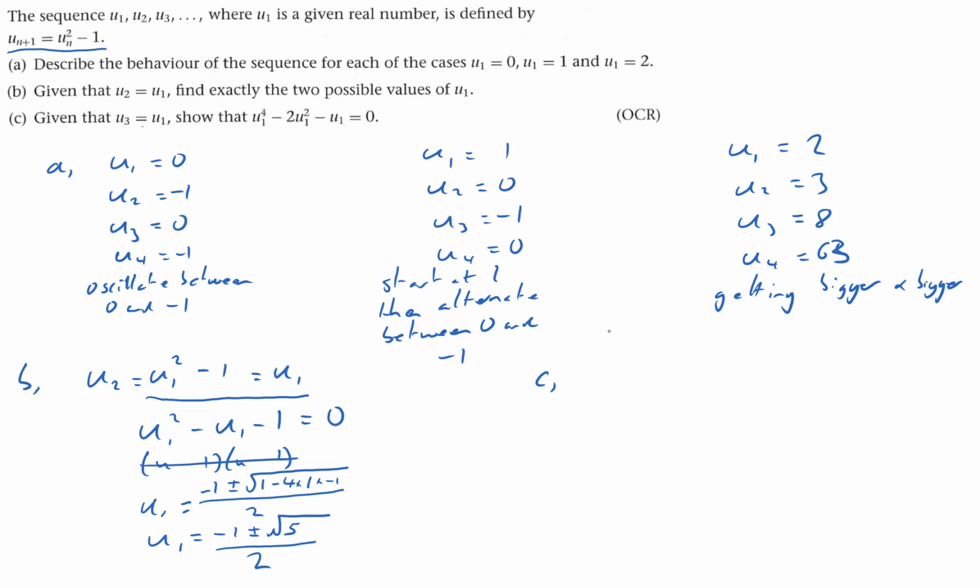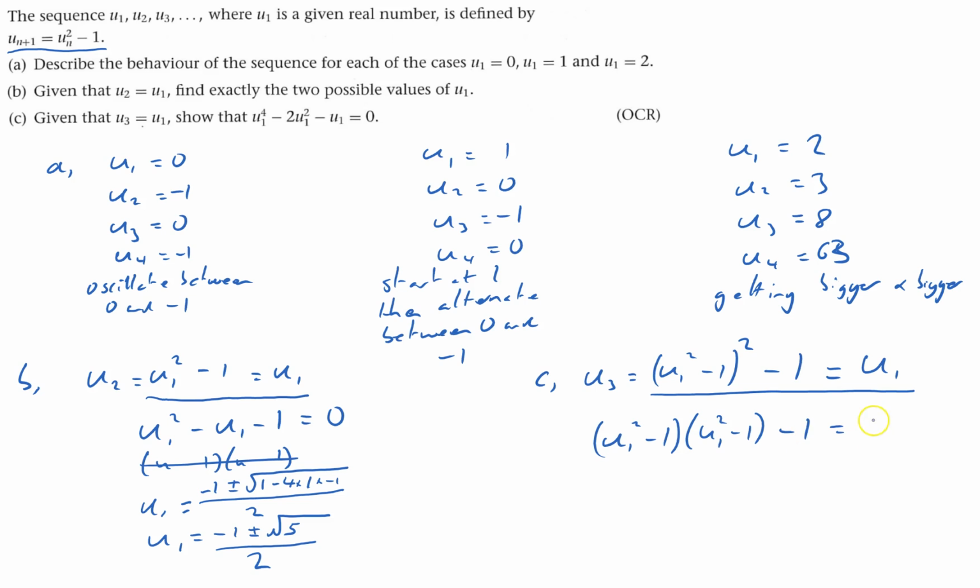C. Given that u3 equals u1, well, u2 is u1 squared minus 1, so u3 is (u1 squared minus 1) squared, take away 1. And they're saying that given that that equals u1, I've got to basically solve this. So multiply this out, that'll be u1 squared minus 1 times u1 squared minus 1, equals u1. This would be u1 to the power 4 minus u1 squared minus another u1 squared, so that's minus 2 u1 squareds plus 1 minus 1 equals u1. And so u1 to the power 4 minus 2 u1 squared plus 1 minus 1 would be nothing, and then take away u1 equals 0, and that is what they wanted.